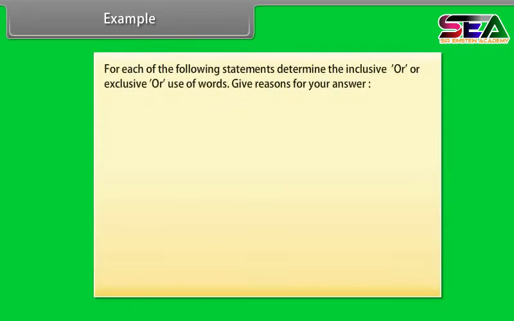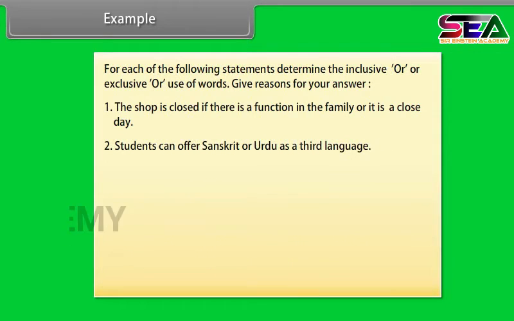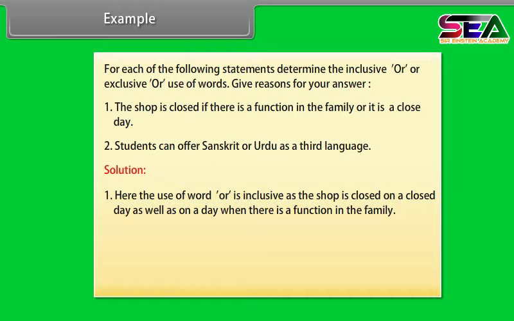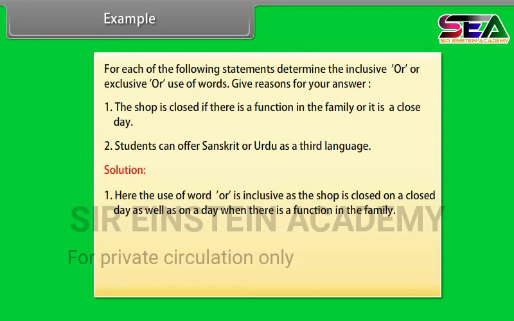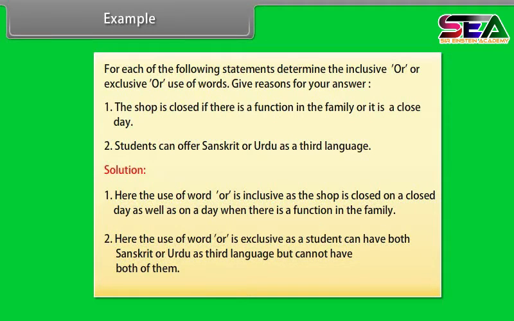Example: for each of the following statements, determine the inclusive or exclusive use of the word "or". Give reasons for your answer. 1. The shop is closed if there is a function in the family or it is a closed day. 2. Students can offer Sanskrit or Urdu as a third language. Solution: 1. Here the use of the word "or" is inclusive, as the shop is closed on a closed day as well as on a day when there is a function in the family. 2. Here the use of the word "or" is exclusive, as the student can have either Sanskrit or Urdu as third language but cannot have both of them.